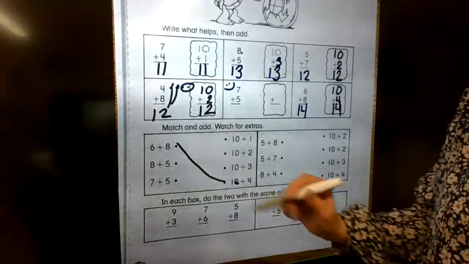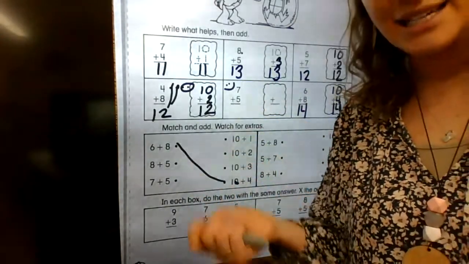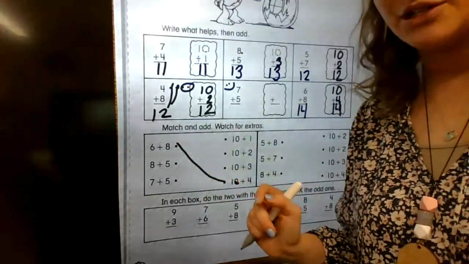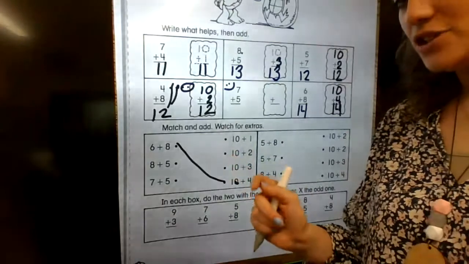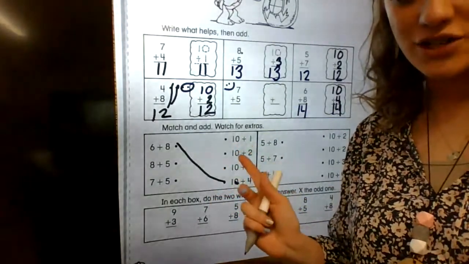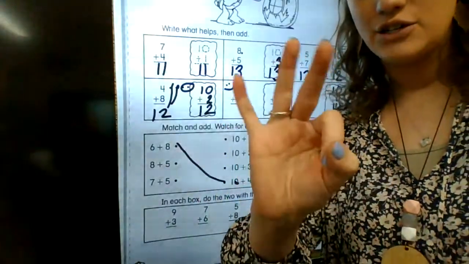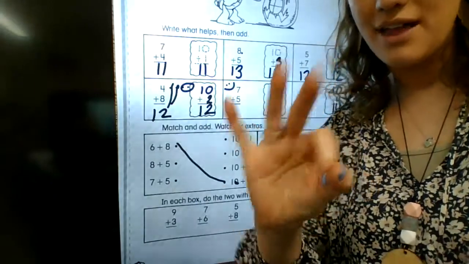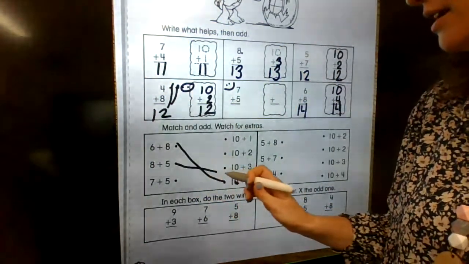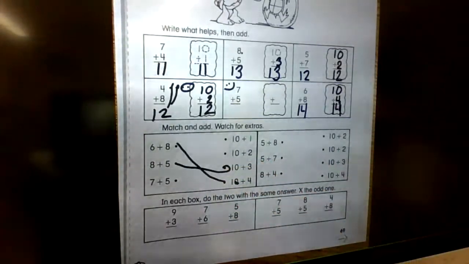8 plus 5. Another problem that we did. How many did it take to get from 8 to 10? It took 2 of them. So does that mean I draw my line to 10 plus 2? No, because that's just how much it took to make 10. We need to see how many extras we had when we had to take 2 away from 5. So remember I had 5 and I took 2 away. I have 3 left. So I had to do 10 plus 3. So we're going to draw it almost straight across to 10 plus 3.